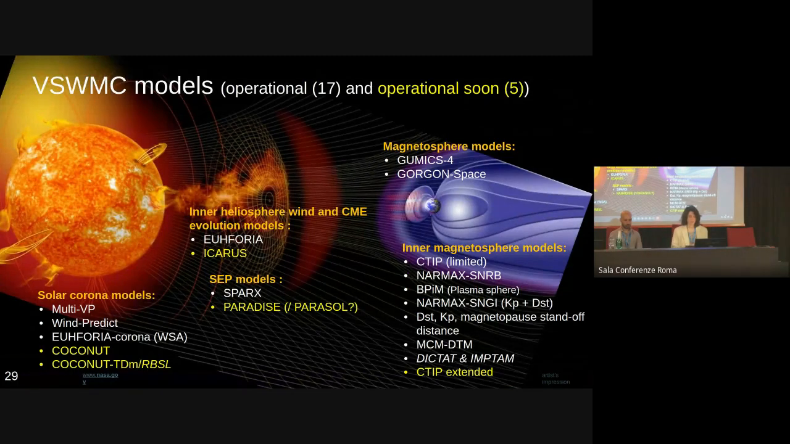So this is the overview of the Virtual Space Weather Modeling Center. You see that there are 17 codes and several tools that are already operational, and 5 of them are being integrated as we speak, so they will also become operational and available to users. And here it's written so that you see what types of models are available: coronal models, heliospheric models, SEP models, or the magnetosphere and more inner magnetosphere models that you can have access to.